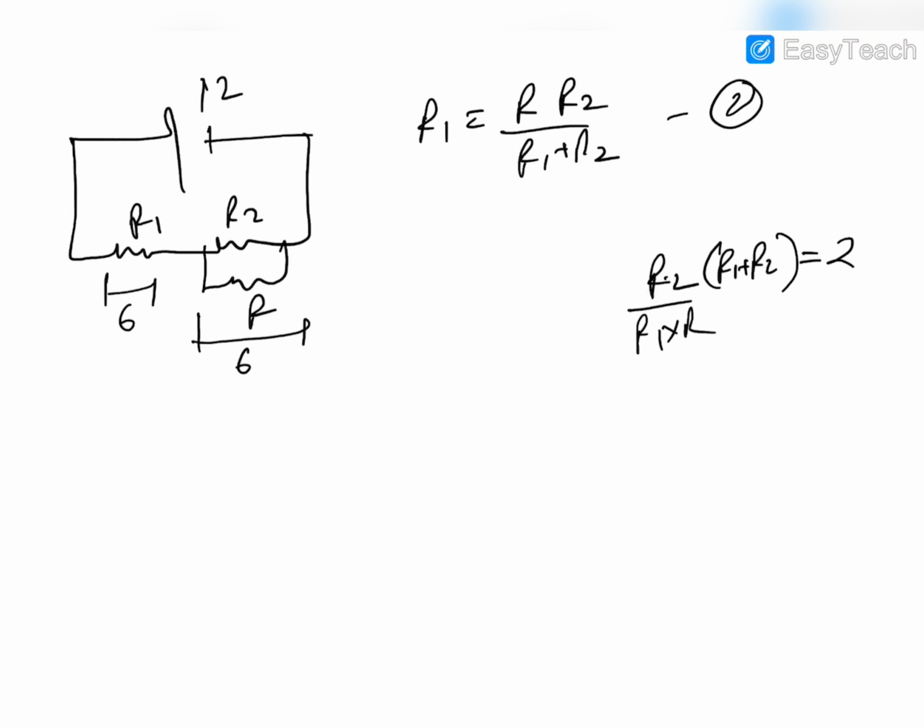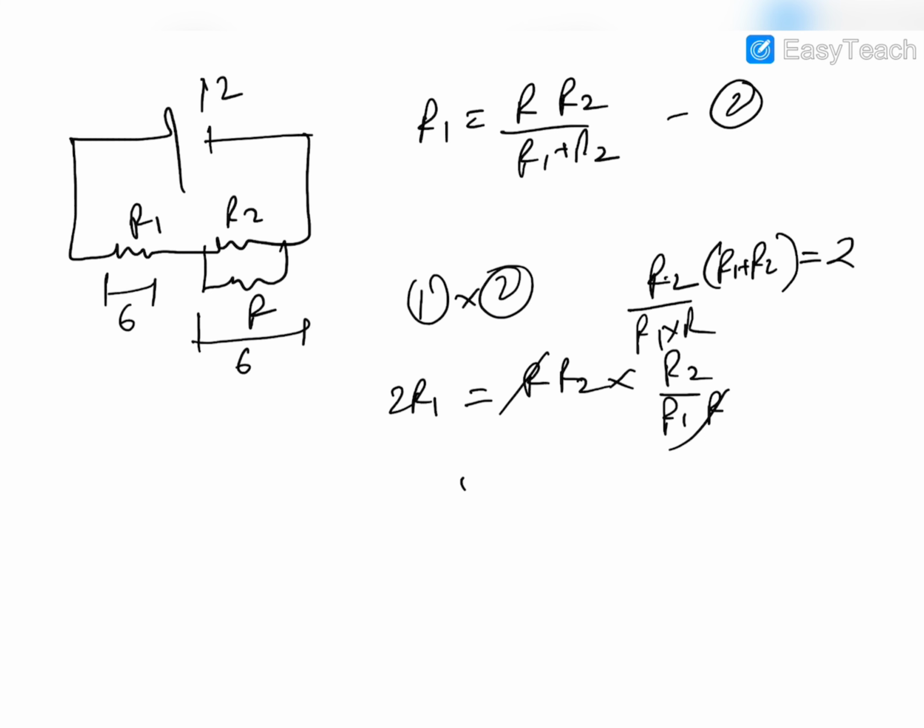If we multiply these two equations, multiplying 1 and 2, we get 2R1 is equal to R2 into R2 by R1 into R, cancelling R with R. So 2R1 square is equal to R2 square. So R1 by R2 will be equal to 1 by root 2.